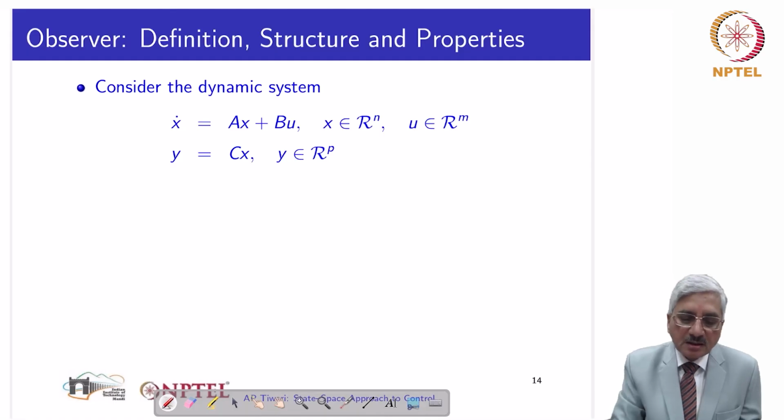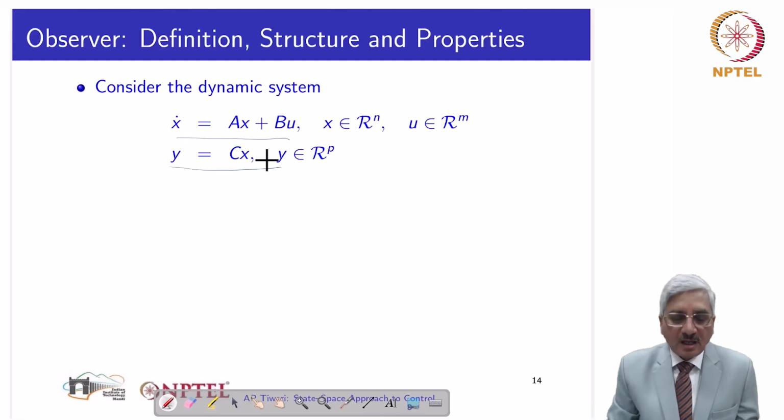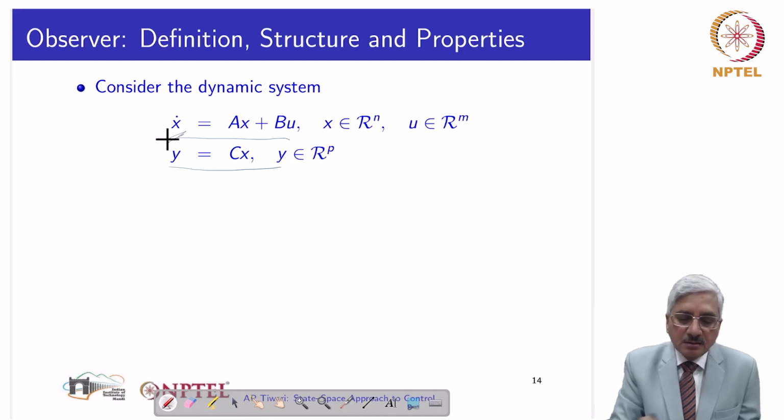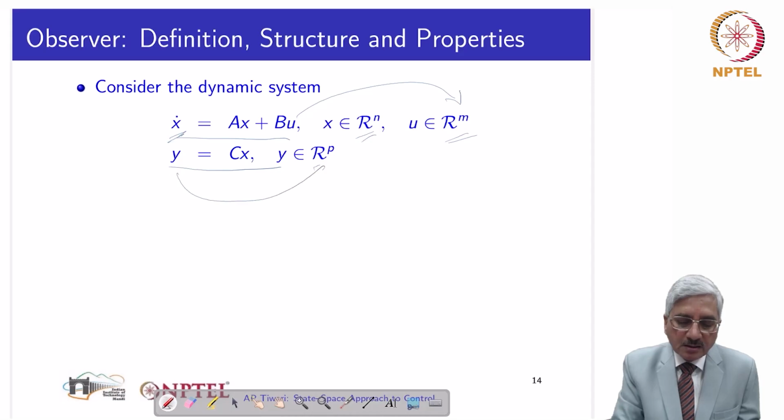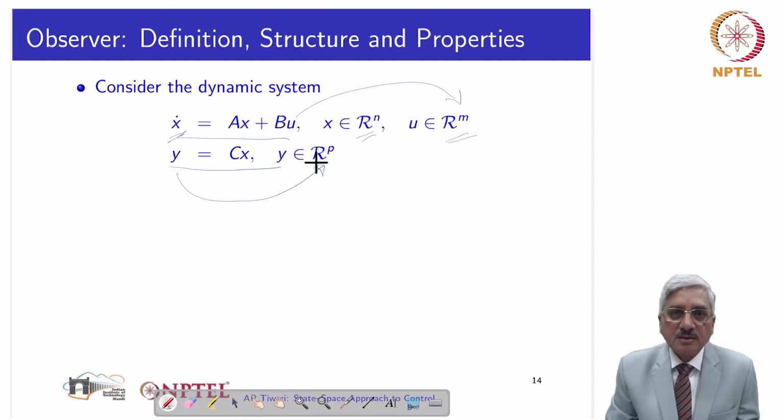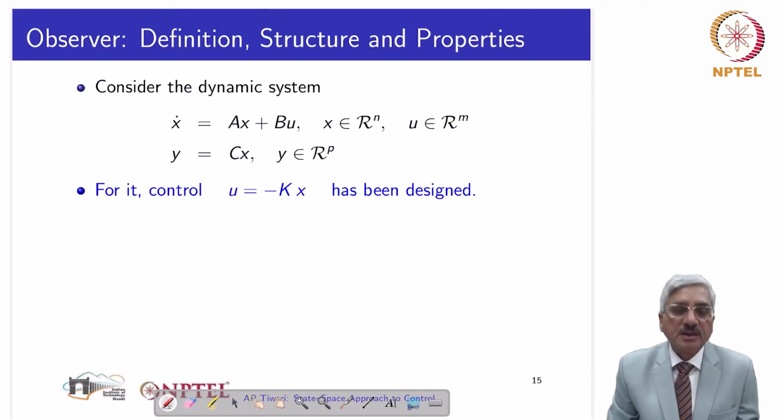So the dynamic system under consideration is this system given by this state equation and this output equation. X dot is Ax plus Bu, y is Cx. The system, input and output matrices are A, B and C. This state X is of dimension n. This input U is of dimension m, and this output Y is of dimension p. So the system is characterized by n state variables, m inputs and p outputs. This is the dynamical system at hand. This is the system given.